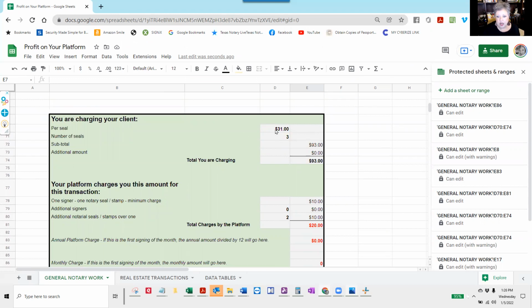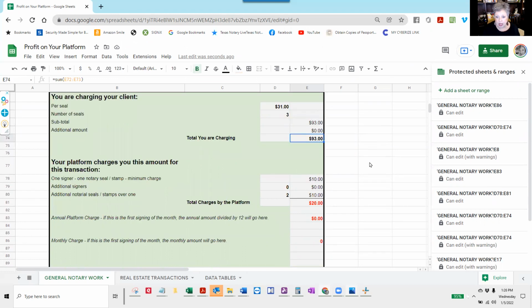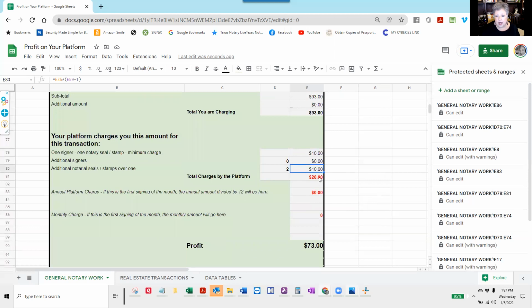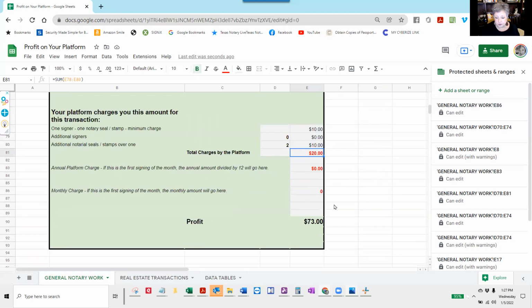That's $31 times 3, which is going to be $93. So I can charge for this $93. Now, what's my platform going to charge me? $10 for the first signer and seal. I don't have any additional signers. I do have 2 notary stamps. 2 times $5 is $10. So let's put that there. Okay, so that's a total of $20 that this platform is going to charge me for the $93 transaction.